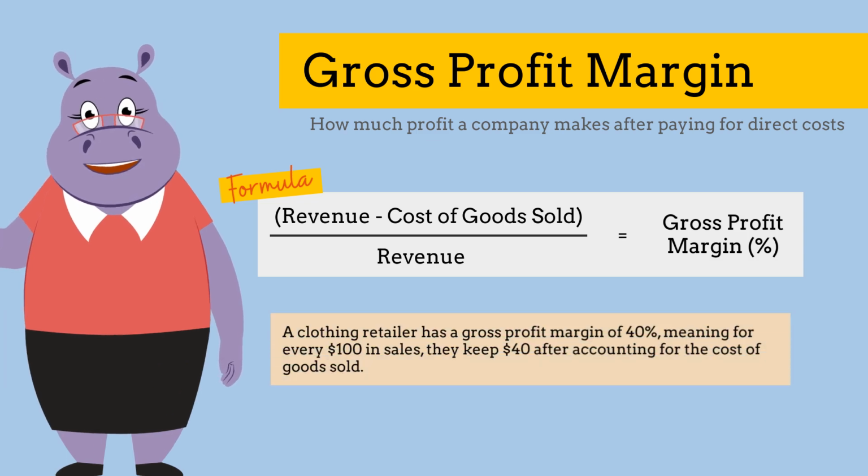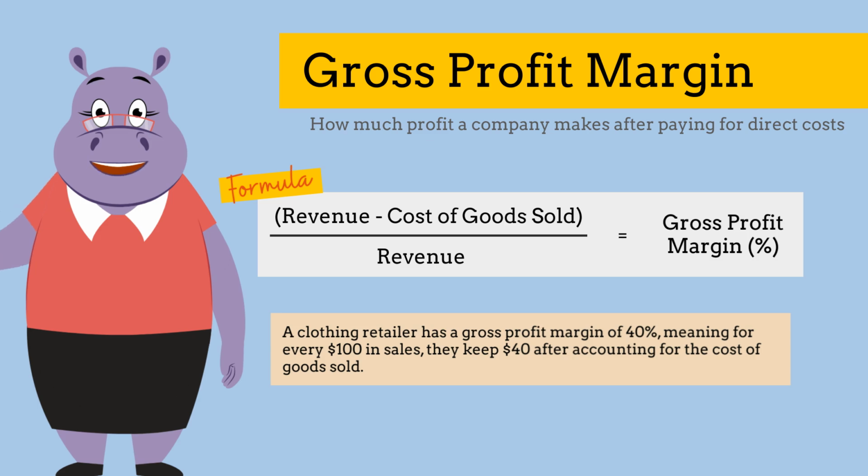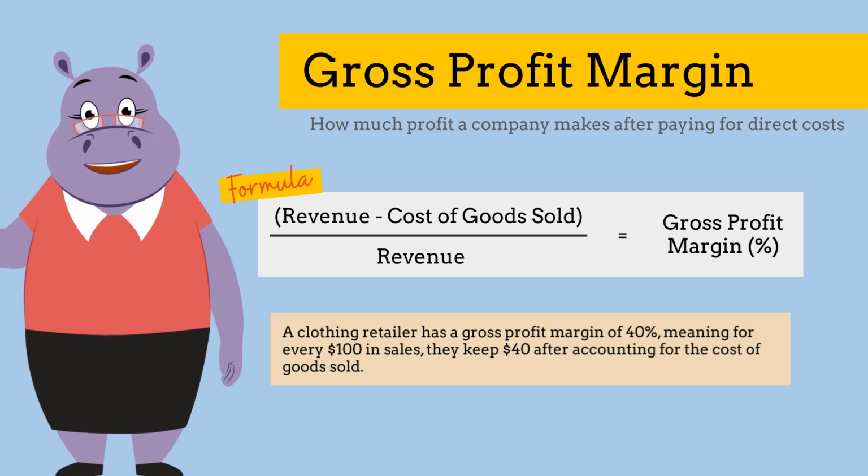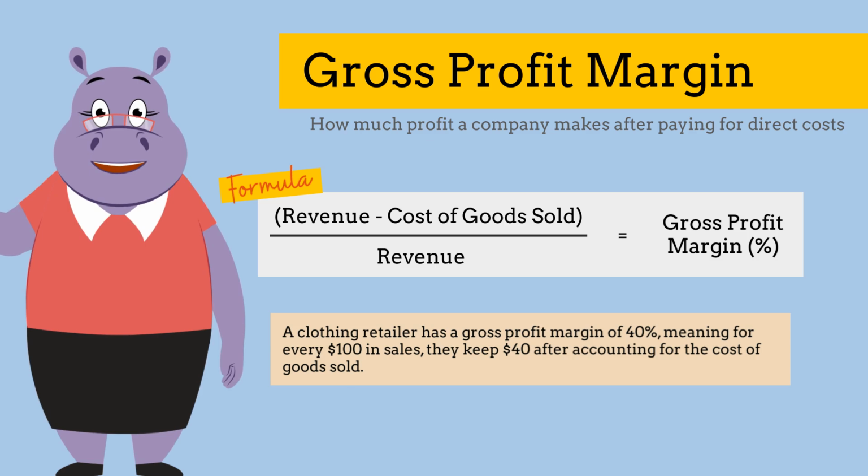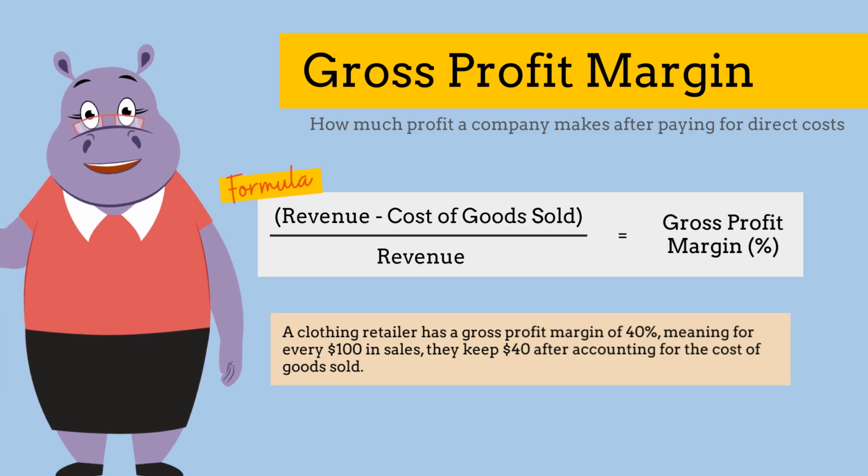A clothing retailer has a gross profit margin of 40%, meaning for every $100 in sales, they keep $40 after accounting for the cost of goods sold.